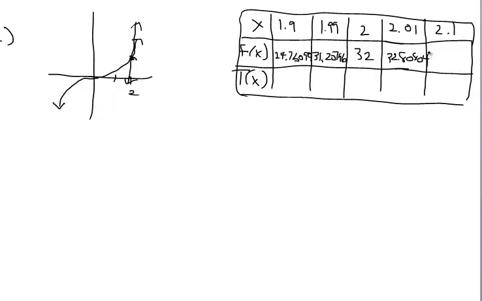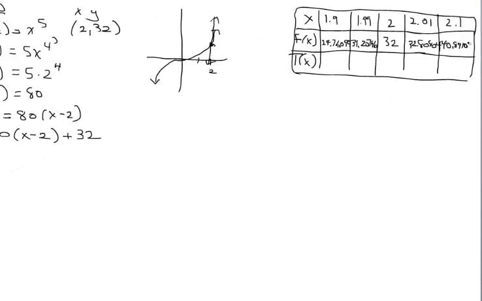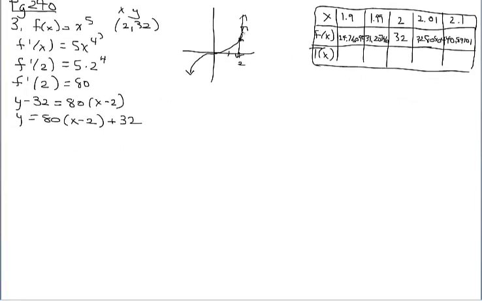It's 40.84101. So these are all the y values that are on the function near x equals 2. So by using the tangent line instead of actually finding the functional values, let's see how close the y values are on the tangent line. So let's go ahead and plug in 1.9. Notice that when you plug in 1.9, it's easy to calculate if you don't have a calculator. So 1.9 minus 2 is negative 0.1 times 80 plus 32 is actually 24.